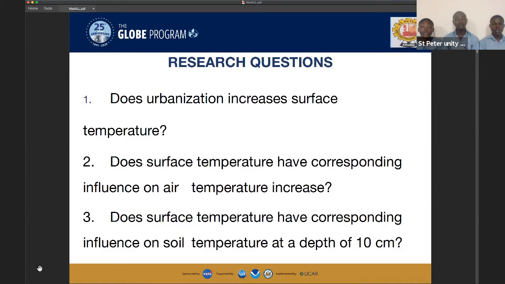Now, research questions. One, does moisture increase surface temperature? Two, does surface temperature have a corresponding influence on air temperature increase? Three, does surface temperature have a corresponding influence on soil temperature at depth of space?